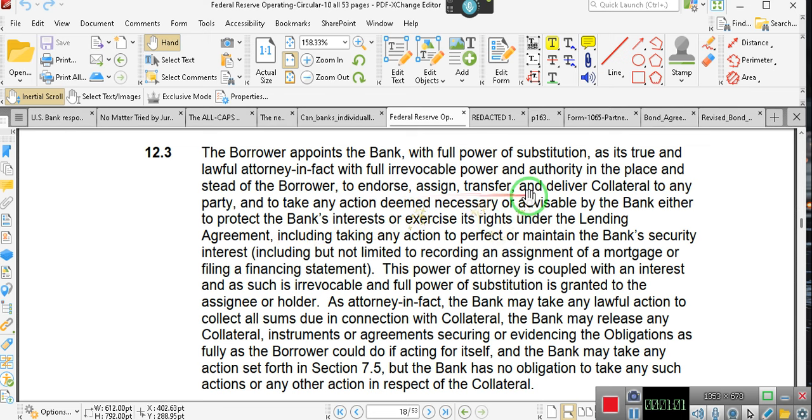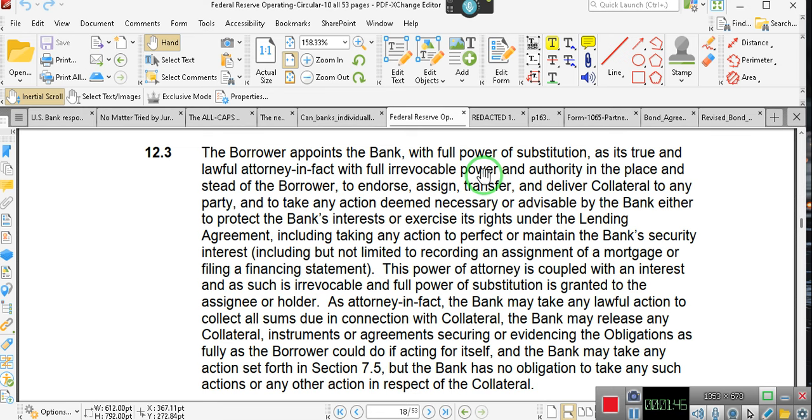Ladies and gentlemen, these are conditions. A promissory note has to be unconditional. See, this full power of substitution with irrevocable power and authority, excuse me, irrevocable, is a condition. A promissory note must be unconditional. Once you add conditions to it, you've made it a negotiable instrument because now you get to negotiate. That's what the word negotiable means. It means to negotiate. I'm here to negotiate this check. No, I'm here to negotiate this contract. That's why it's called a negotiable instrument.